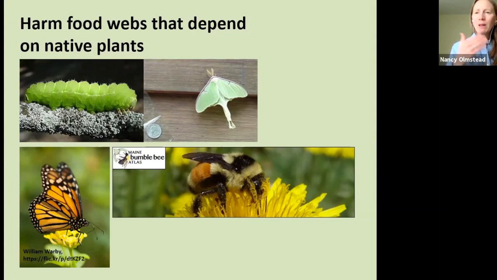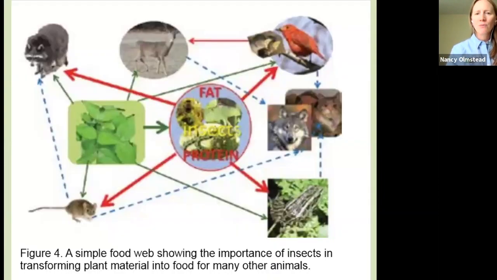And so if we start replacing the native plants with invasive plants, we are removing those food sources for our native insects. And that is of top concern because insects are really the basis for how a lot of fat and protein gets transferred up the food web.